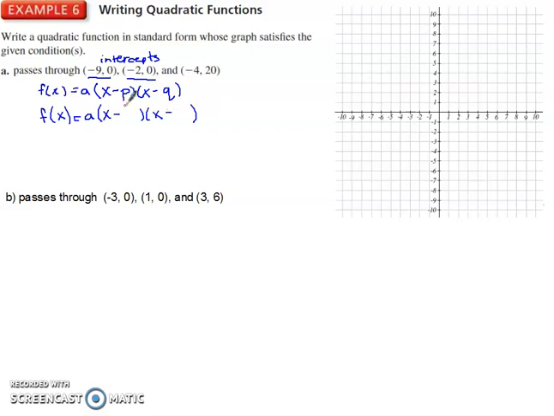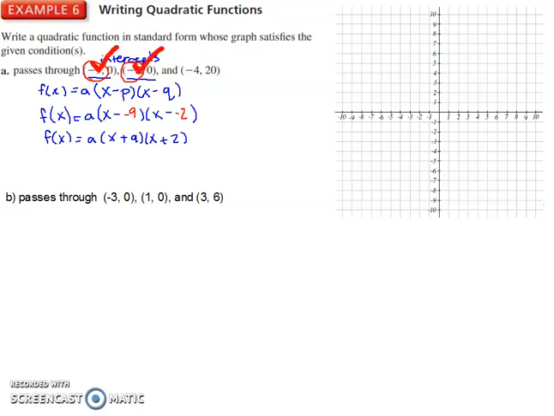My first intercept is negative 9, and my second intercept is negative 2, and I know that these are intercepts because the y values are 0. If the y value is 0, then x is an intercept. Simplifying, f of x is equal to a times (x + 9) times (x + 2).